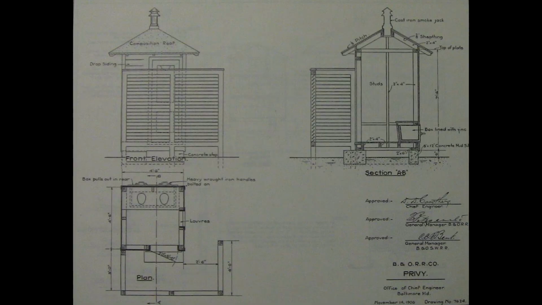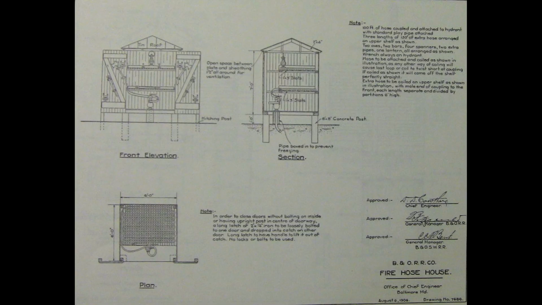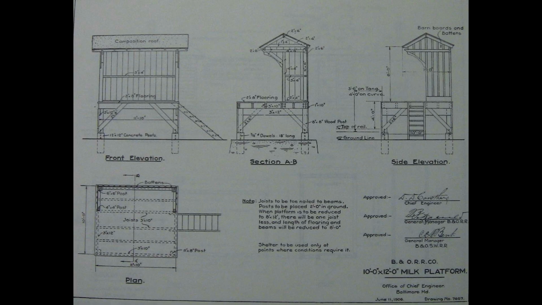A privy, or outdoor toilet. Back in the day, these were here and there along railroads where a lot of men were working. This one here is a little fire hose box. There were a few of these in the main yard, especially around steam locomotives, roundhouses, turntables, that kind of thing. You saw a lot of these.